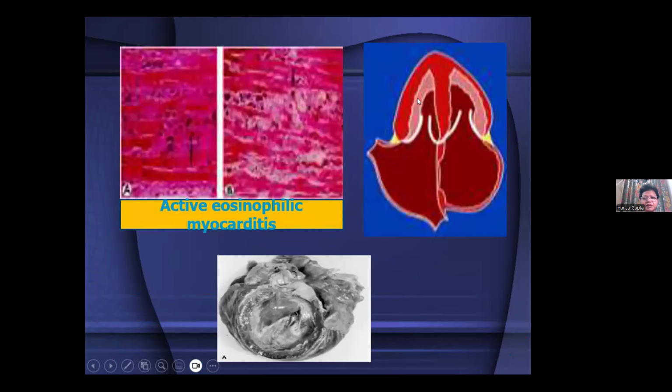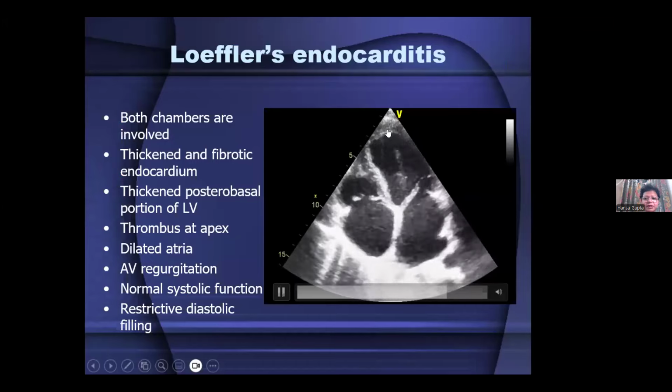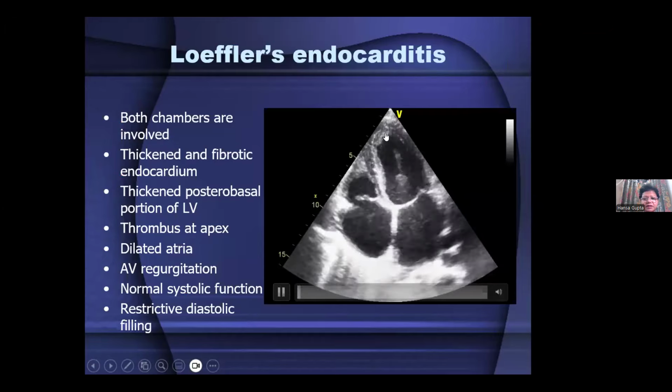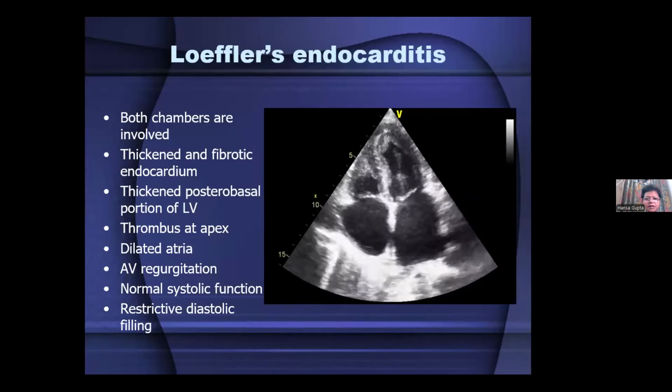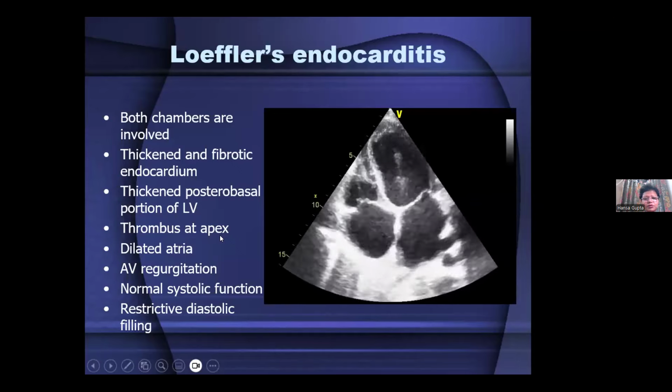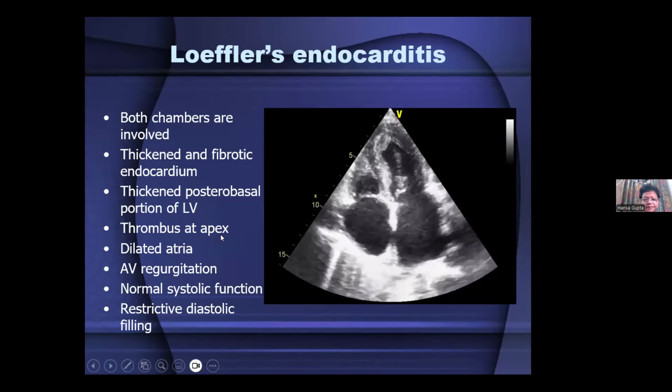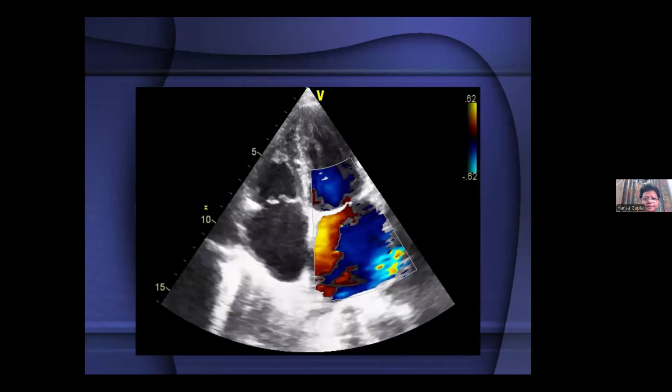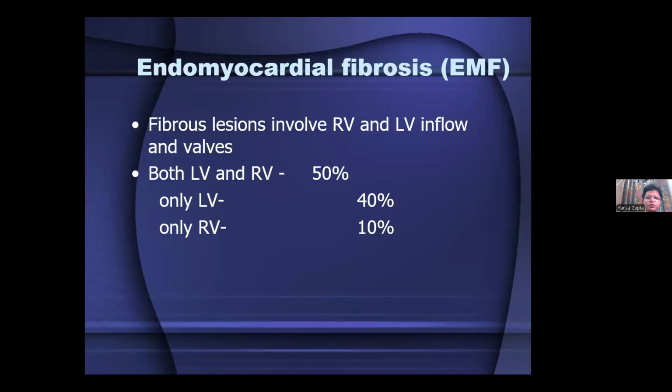See this RV side, this pink color, and this pink color. All right. So there is a thickening, almost obliteration of the apices, the dilatation of the atria, okay, biatrial enlargement. See this? The LV function is normal. Both the atria are dilated. The RV apex is obliterated. The LV apex is obliterated. And in such cases, the thrombus is also to be detected at the apex. So both the RV and LV inflow and the valves can be involved. LV is involved in 40% and RV in 10%.